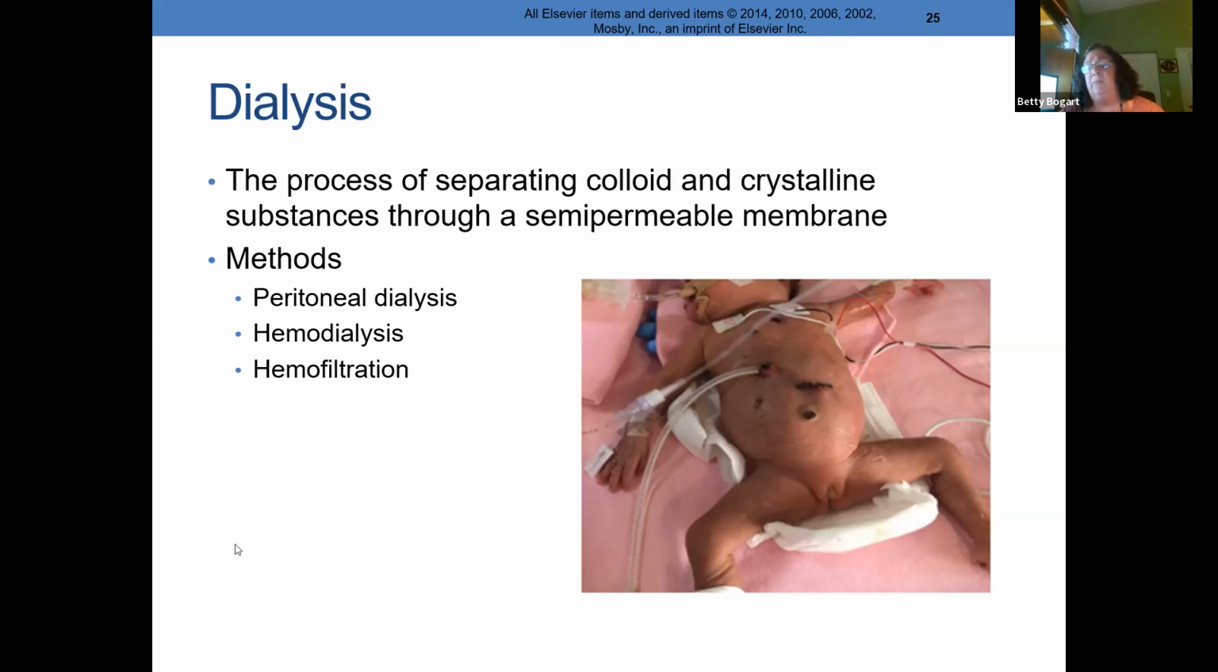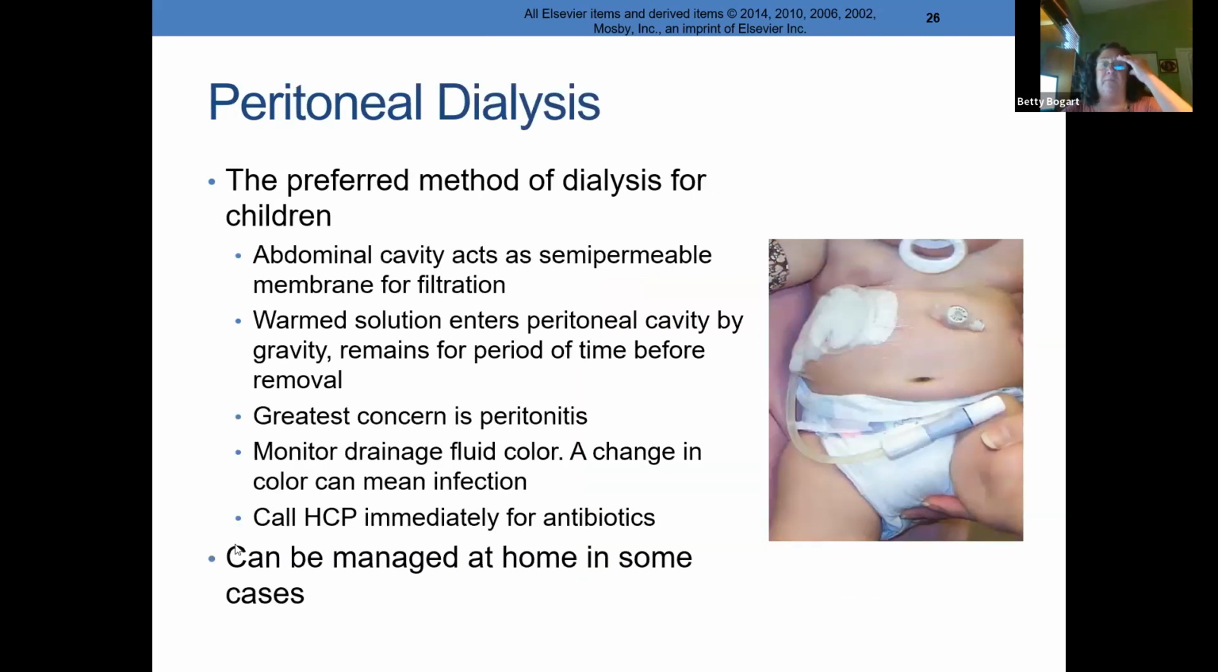I mean, your peritoneum is your filtration device. So it should be warmed. You don't want to put cold fluid into the abdomen. And the biggest thing that we worry about is an infection, or peritonitis. If you have peritonitis, what are you going to use for your kidney? There's nothing left. All you have is your abdomen. So we really need to monitor that very closely.